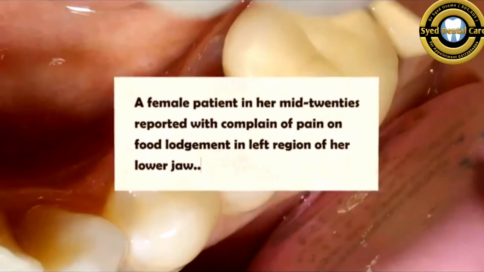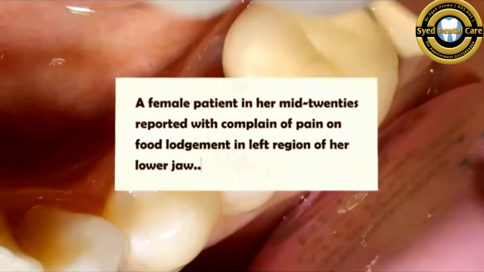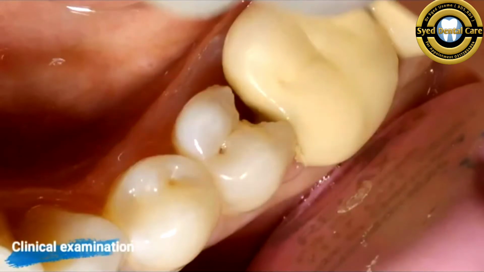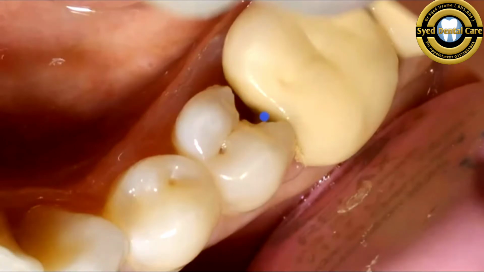Let's discuss a case today. A female patient in her mid-20s reported with a complaint of pain on food lodgement in her lower left region of the jaw since 2 weeks. On clinical examination, it was found to be a cavitated tooth number 35. Here we can see the distal wall is decayed. So this is a class 2 cavity.